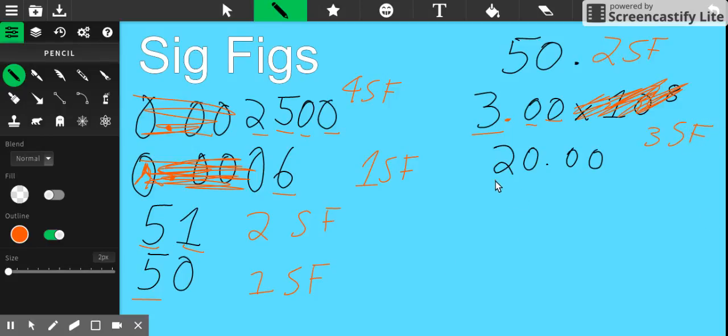And then the last one, we have this guy. Then we have a decimal. Then we have some zeros terminating it. So we count all of them. 4 sig figs.